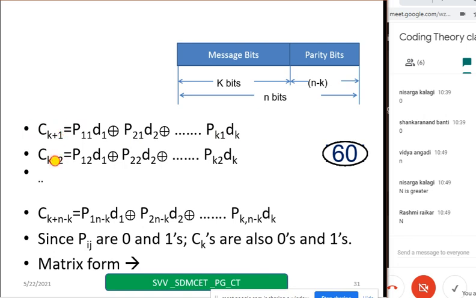Similarly, the next parity bit depends on some P12, P22, Pk2, some combination of zeros and ones. This indicates whether a particular bit I am considering or not. You have done this in the previous example. No doubt we will discuss many examples after this theory is over. Copy down this equation. Since Pij are zeros and ones, Ck are also zeros and ones. You can write this in matrix form, which I'll show you in the next slide.